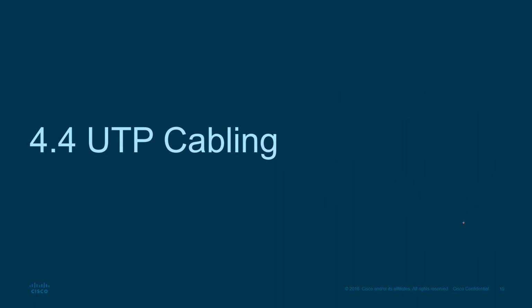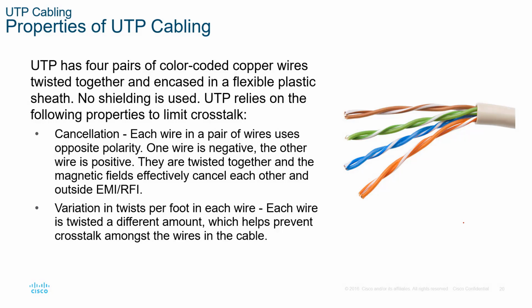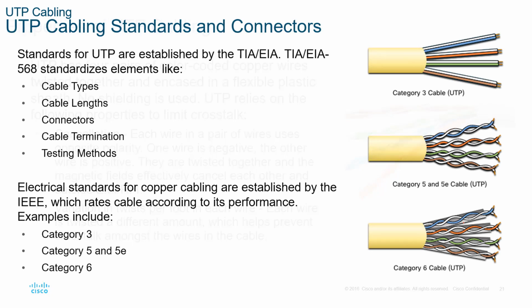So let's go a little bit more in depth on UTP. UTP again is unshielded twisted pair. We've already talked about it: there are 4 pairs and they're all twisted slightly differently to prevent crosstalk. Again, the variation per foot per wire prevents different forms of crosstalk. Some of the standards are outlined by TIA/EIA. It doesn't matter if it says TIA, EIA, or TIA/EIA, it's the same organization. The standards talk about the length, the connectors, the termination, and the testing methods.